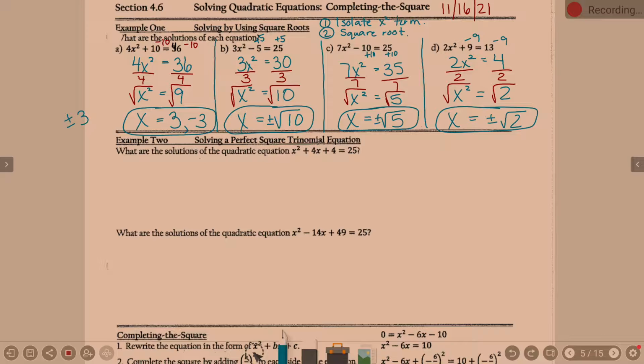So we're kind of building baby steps to completing the square here. That's just solving using square roots. Once you have a perfect square, an x squared on one side, we can take the square root of both sides. Now, example 2 is solving a perfect square trinomial equation, and again, this is leading us to completing the square. What are the solutions of the quadratic equation x squared plus 4x plus 4 equals 25?